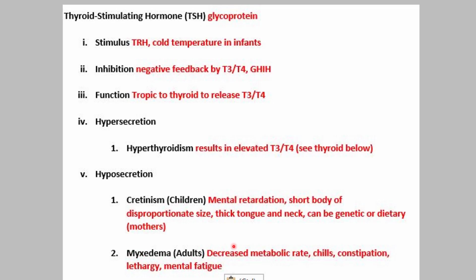So remember, what did T3, T4 do? Well, to sum it up, it increased metabolism. Well, if you don't have enough T3, T4, you're going to have decreased metabolism. Remember the calorigenic effect of thyroid hormone. Well, if you don't have thyroid hormone, you're not going to have the calorigenic effect, heat production, so you're going to get chilly. Constipation, lethargy, which is tiredness, and mental fatigue. All of that because of low T3, T4.